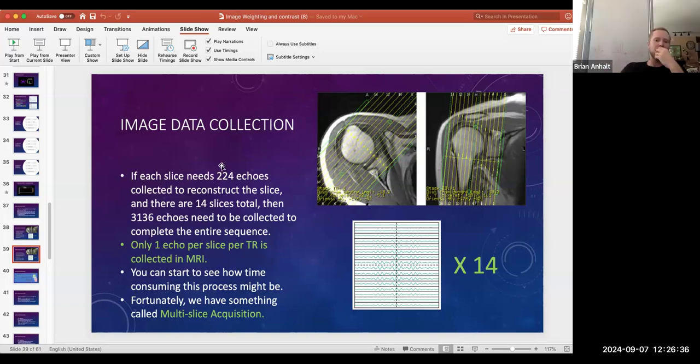All right. If each slice needs 224 echoes, meaning that the phase matrix is 224, collected to reconstruct the slice, and there are 14 total slices, then we have to collect 3,136 echoes to finish the entire sequence, right? So some simple math, 14 times 224 essentially. Only one echo per slice is collected per TR in a spin echo sequence.